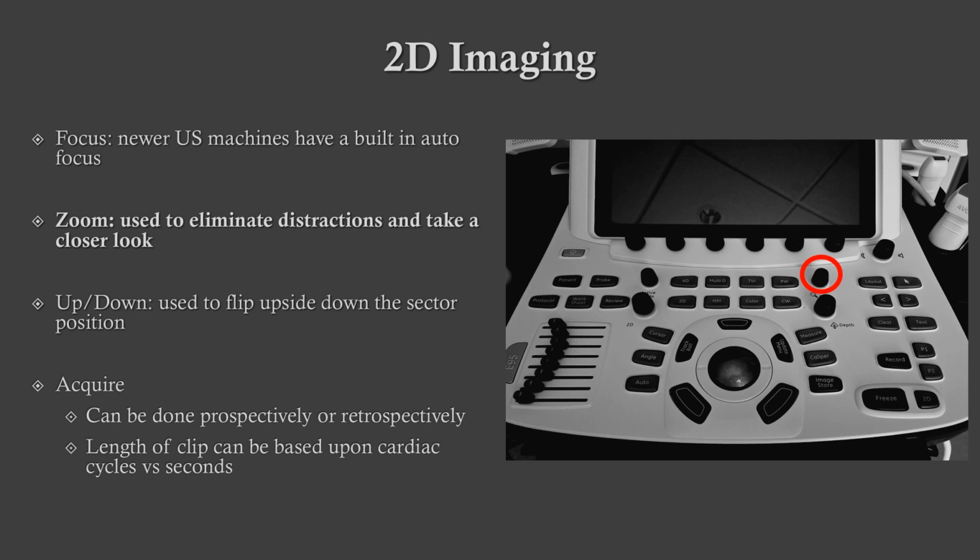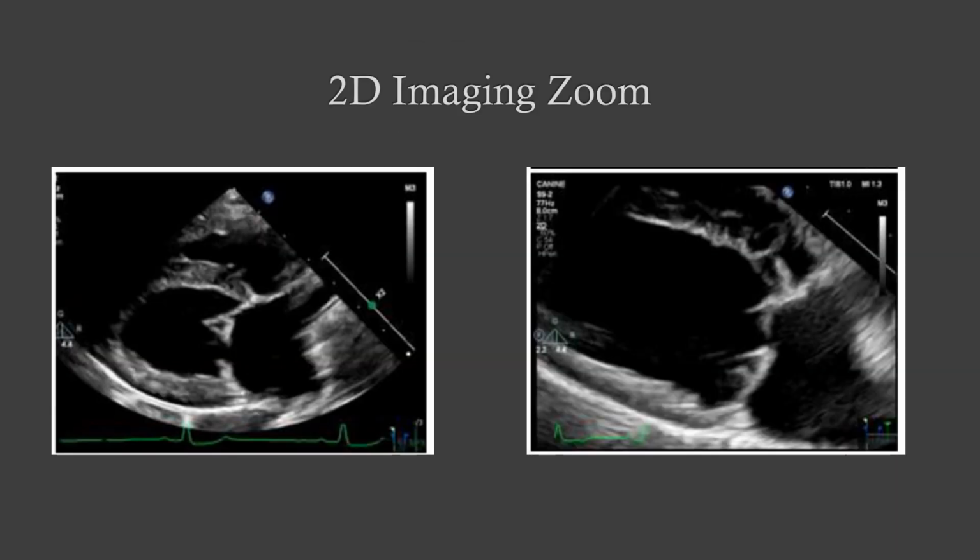If you want to take a closer look to an area of interest and eliminate distractions, zoom in button is the knob that you want to use. It's circled here in red. We have here on the left hand side frozen image of parasternal long axis that assesses the mitral valve. On the right hand side, we have a zoom in version of mitral valve view here.